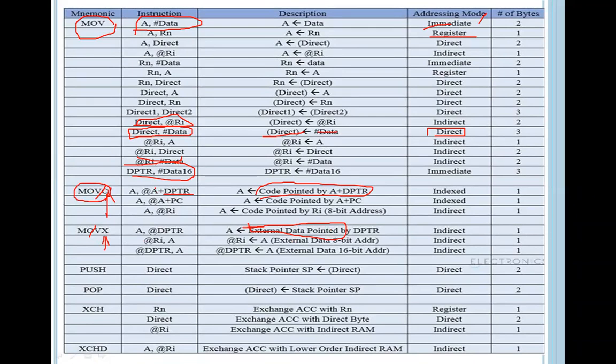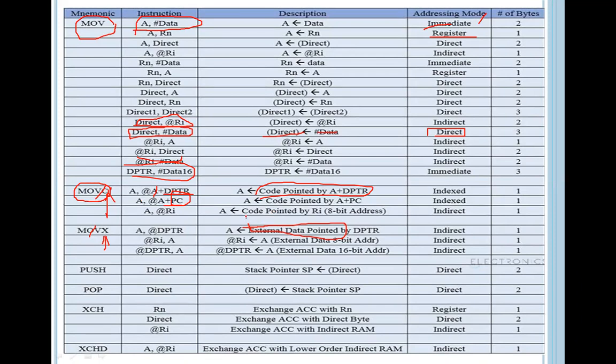We are discussing move X. The accumulator A contains a value, and DPTR contains a value. Add these two values. After this addition, a location is created, at that location there is some value, and this value is transferred to the accumulator. Same here with the program counter instead of DPTR. The PC is again 16-bit. This 16-bit value plus the value in the accumulator are added, and the value at location A plus PC is transferred to the accumulator.